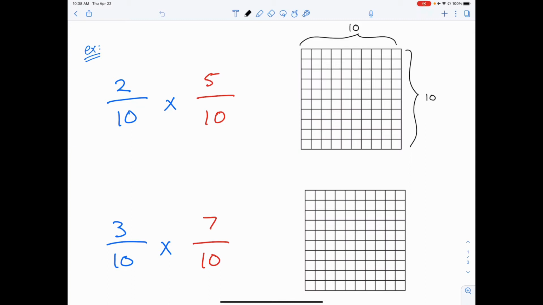Hello everyone. Today we're talking about using a new method to help us visualize how to multiply fractions. So first of all, we're going to talk about the setup and how to do the drawing.